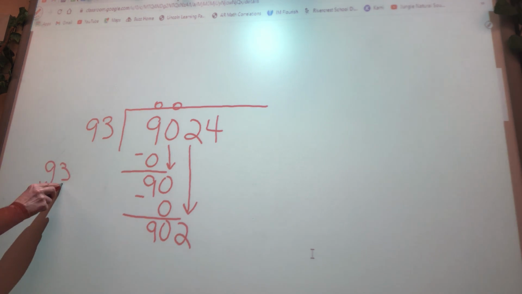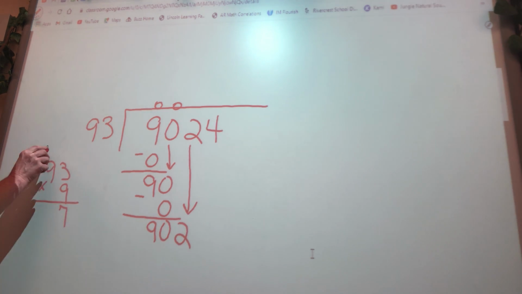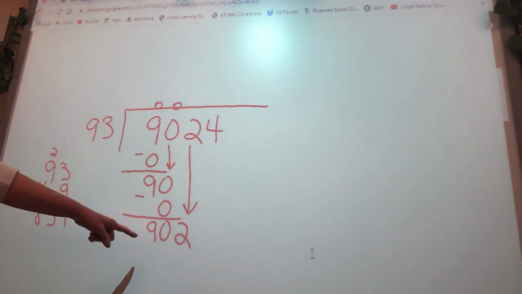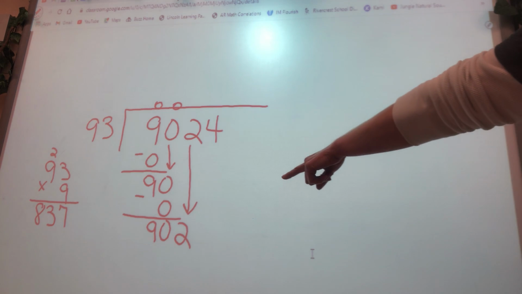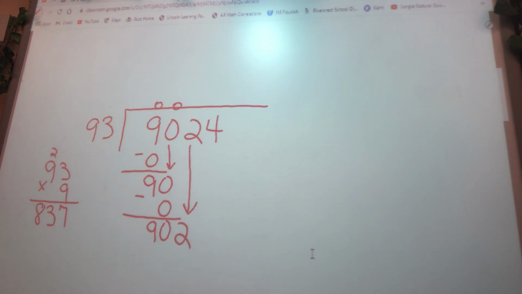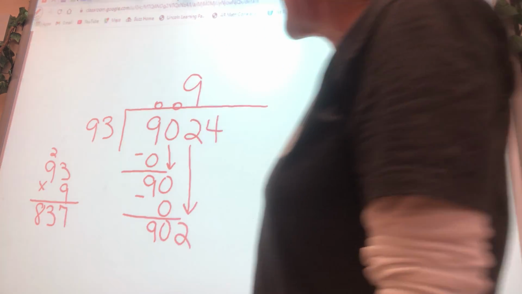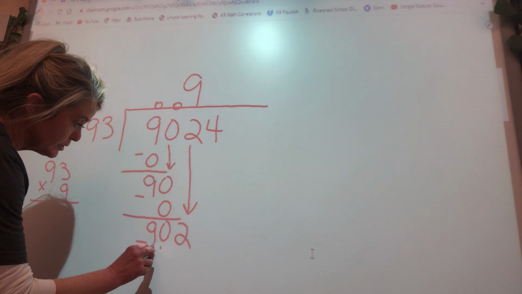93 times 9. 9 times 3 is 27. Carry my 2. 9 times 9 is 81. Plus the 2 is 83. So does that work? It's 837. Can I take that from 902? Yeah, that works, doesn't it? So I know that it will go 9 times. And I've already done the math for it. I know that that's 837.